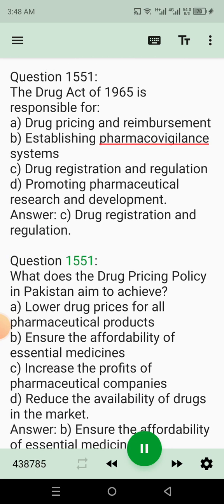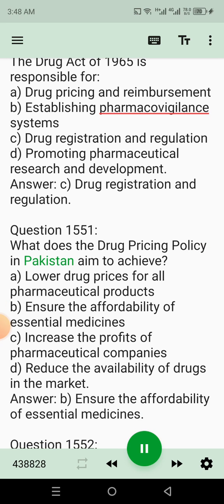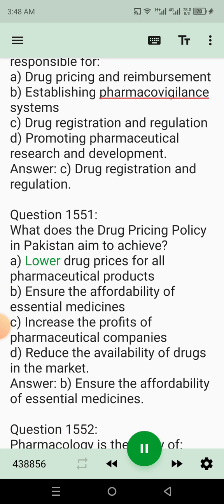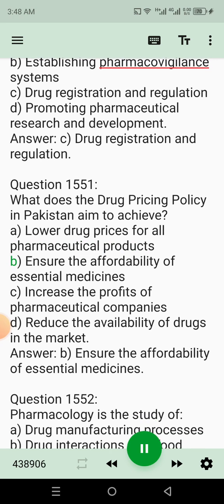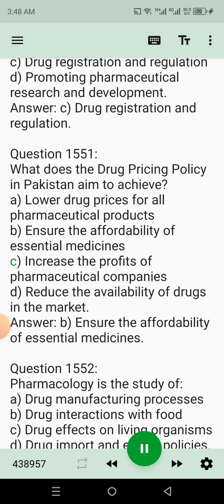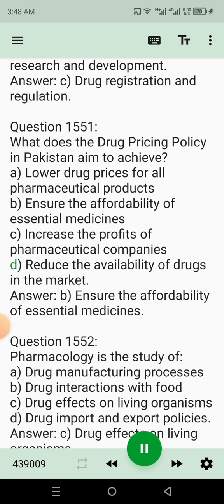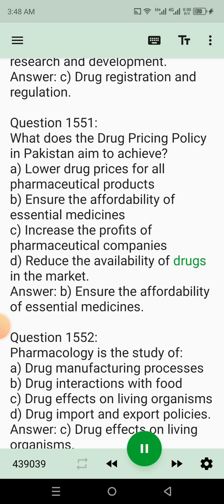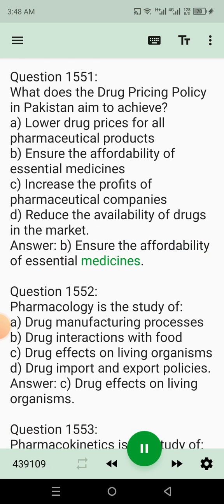Question 1551. What does the drug pricing policy in Pakistan aim to achieve? A. Lower drug prices for all pharmaceutical products. B. Ensure the affordability of essential medicines. C. Increase the profits of pharmaceutical companies. D. Reduce the availability of drugs in the market. Answer: B. Ensure the affordability of essential medicines.